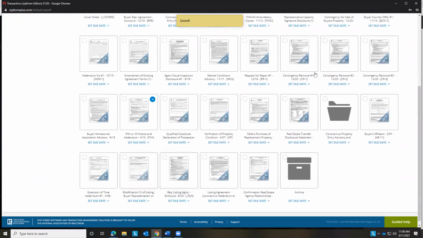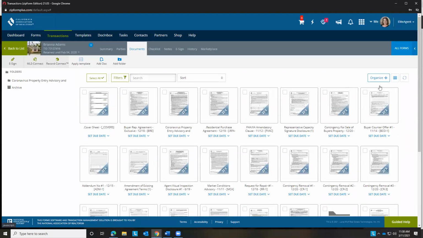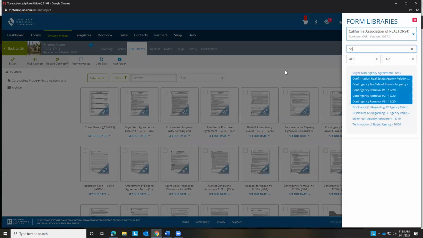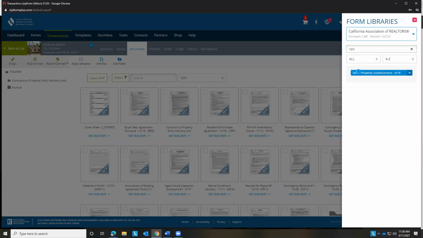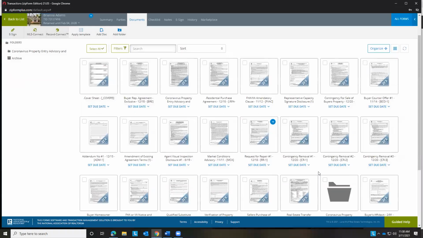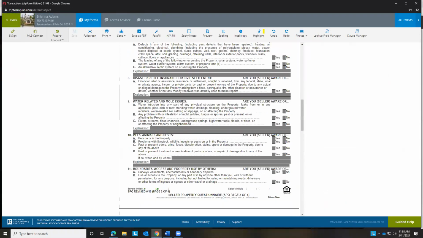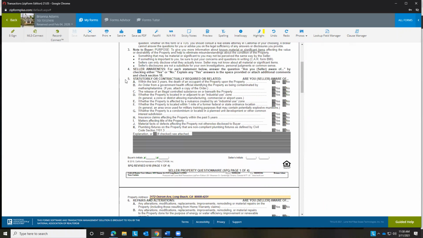SPQ. Let me find it. Seller property questionnaire. Number 5, page 1. These are the state required disclosures right here. These are the only questions that are on the exempt seller disclosure. No matter what, the state requires these to be filled out.